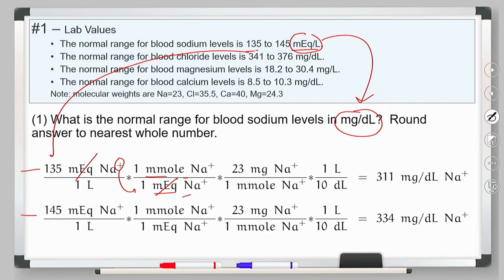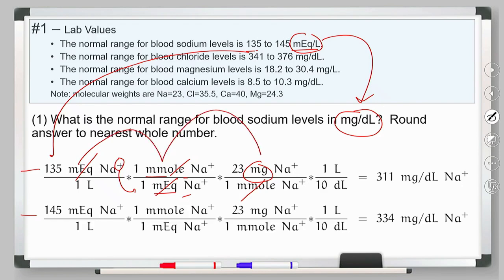All right? Since we were in millimoles of sodium, if I multiply by its formula weight of 23 milligrams, and again, that's equivalent to 1 millimole of sodium, we are now in what we desire, our units of milligrams. We've converted from milliequivalents to millimoles to milligrams. It's all we did here.